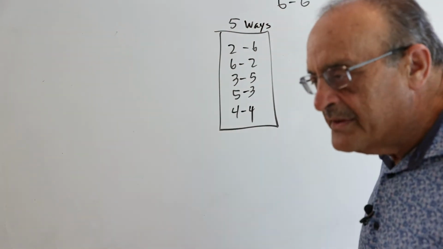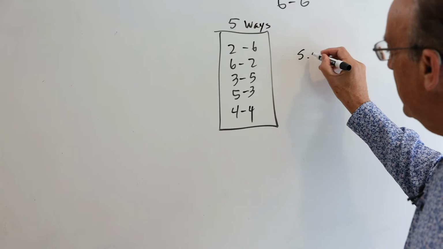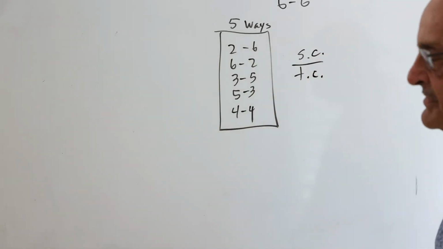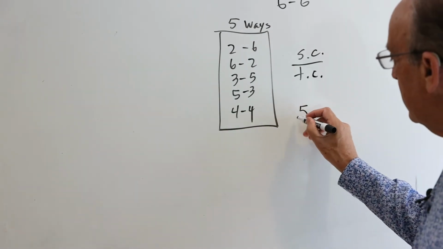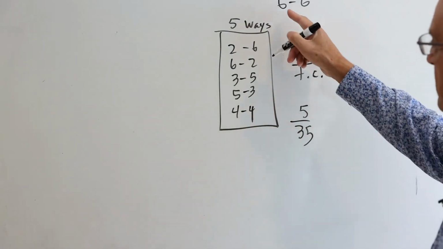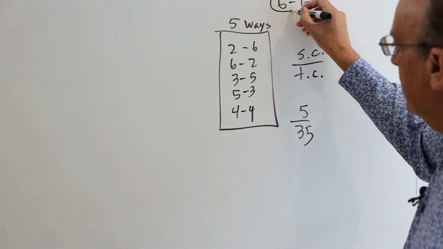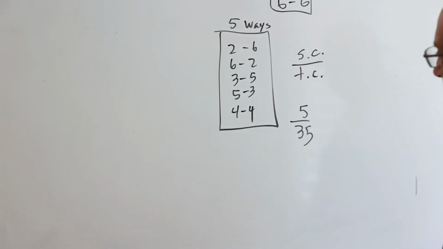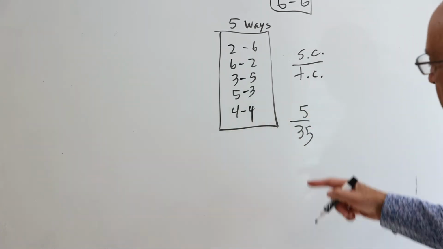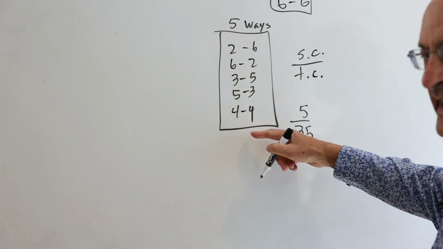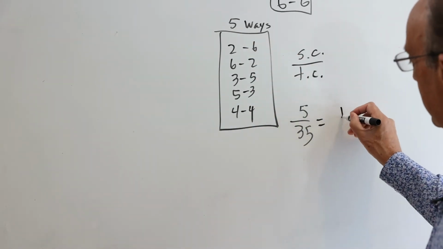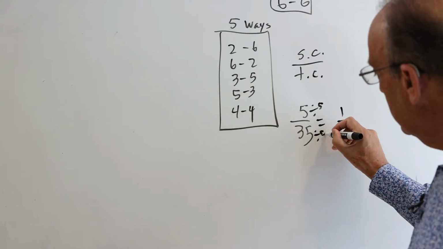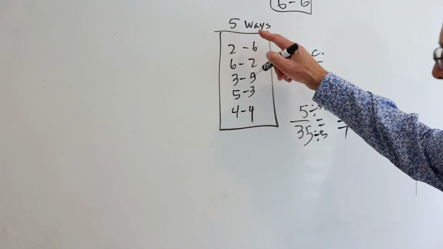Now it's not 5 out of 36. Remember, we use SC over TC, special cases over total cases. It's really going to be 5 over 35 because I'm ignoring this roll. If you roll 6 and 6, you just ignore it. It doesn't really play a part. So there's only 35 possibilities left. And 5 of those 35 that are left is 8. And that reduces to 1/7. Just divide the top and the bottom by 5. So the odds of getting an 8 is 1/7.